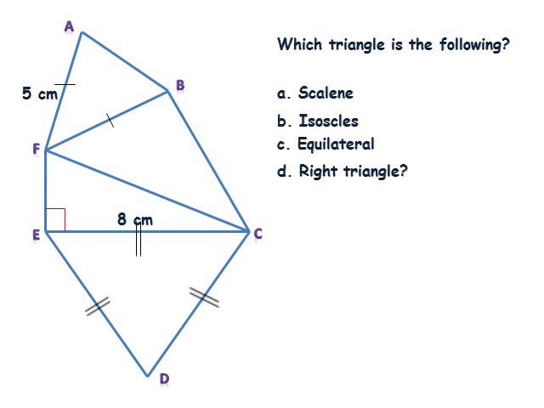Right, so looking at the triangles again, which one is a right triangle? So a right triangle is the one that has a right angle. So that would be EFC, where angle E is a right angle. Right, what is the length of FB? Let's go back up. FB is equal to FA, and FA is 5. Therefore, FB is also equal to 5.